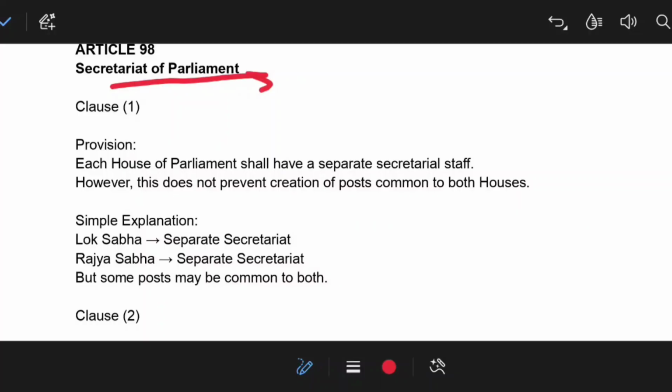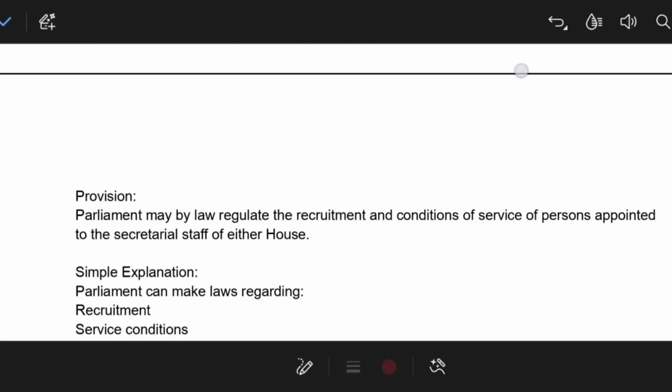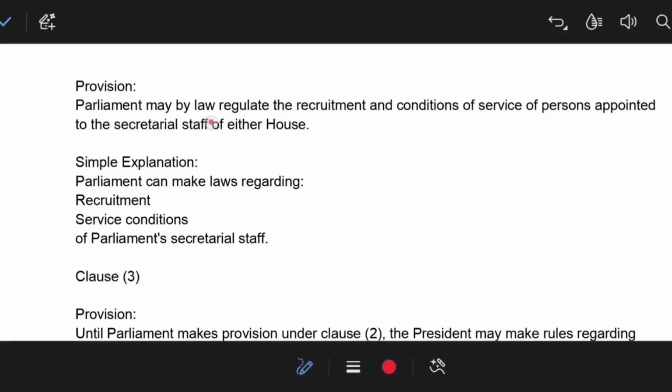Okay. So each house of Parliament, that means Lok Sabha and Rajya Sabha, will have a separate secretariat or secretarial staff. However, this does not prevent the creation of posts common to both houses. That means individually they can have their own secretarial staff, but if they think they should come together, that is also provided in the Constitution. So Lok Sabha has a separate secretariat, Rajya Sabha has a separate secretariat, but some posts may be common to both.